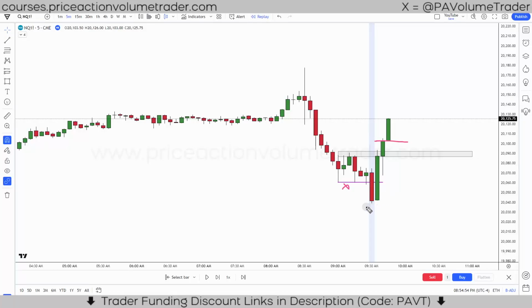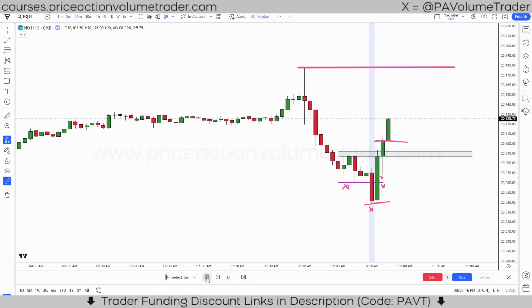And again, if you're very conservative, you could put the stop right here, but this is pretty far. So you could have put it right below the swings here, or even right below the wick here. And then for the first target, we would be looking at the high from the extended trading hours.